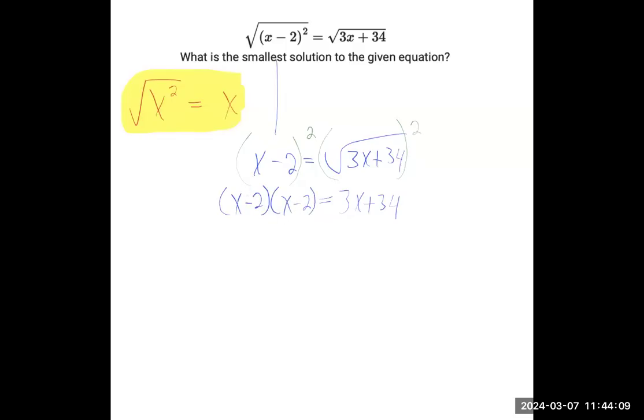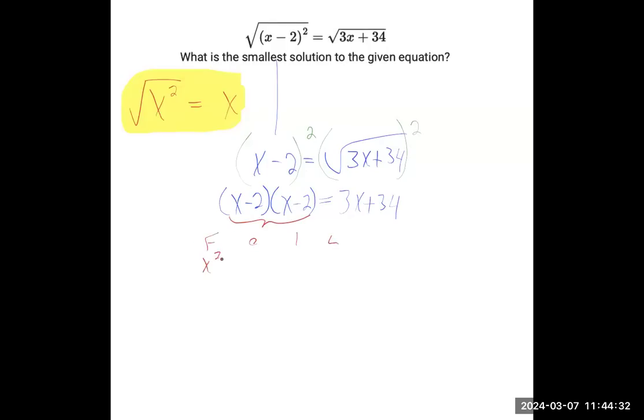Now, a really common mistake right here would be to say, well, x minus 2 squared is just simply x squared minus 2 squared, or x squared minus 4. And that would be wrong. If you're squaring a binomial, you have to write it twice and use the FOIL method. So right here, we'll go ahead and do first, outer, inner, last.